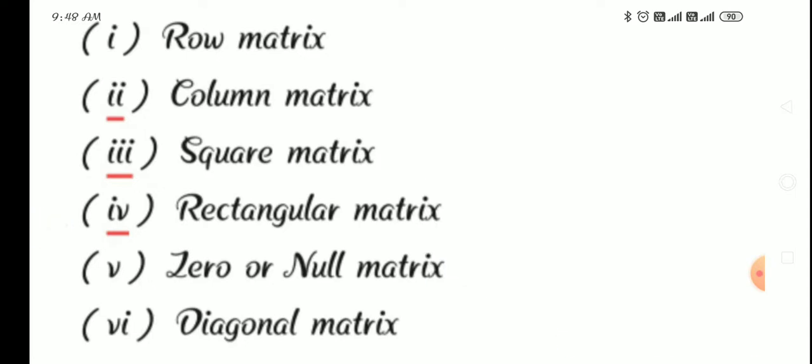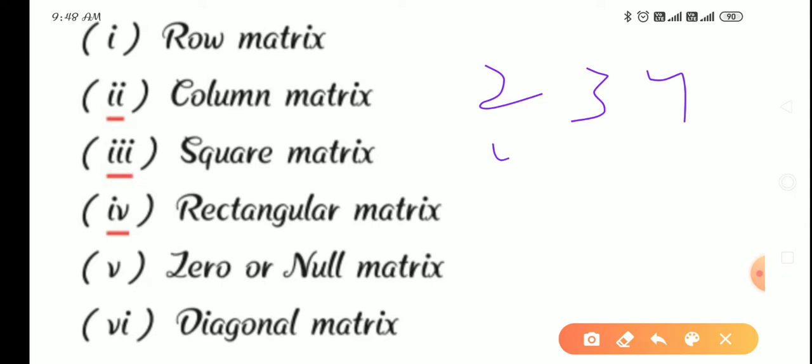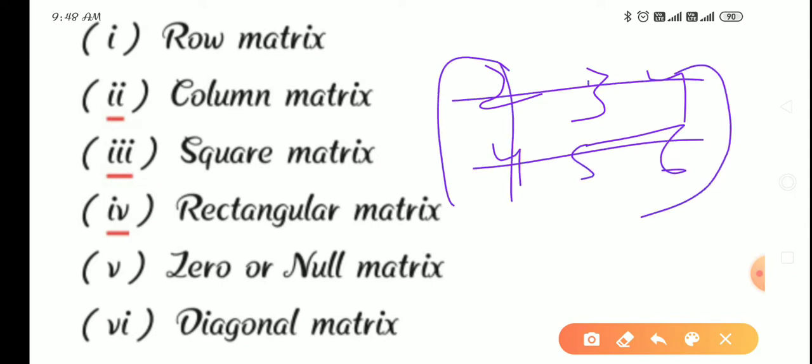Now rectangular matrix. Just before, I told you that in a square matrix the number of rows equals the number of columns. In a rectangular matrix, the number of rows is not equal to the number of columns, means 2 3 4 / 4 5 6. Here you can see 2 rows, 3 columns, so its order is 2 by 3, so it is a rectangular matrix. Column matrix and row matrix are both rectangular matrices because the number of rows is not equal to the number of columns.